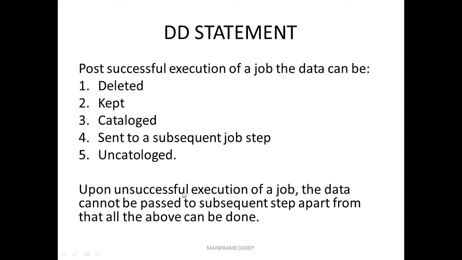Upon unsuccessful execution of a job, the data can be deleted, kept, catalogued, or uncatalogued, but it cannot be passed to the subsequent job step. Apart from that, all the above actions apply: the dataset can be deleted, kept, catalogued, or uncatalogued. So that is the difference between successful and unsuccessful execution, in what we can do with the dataset.